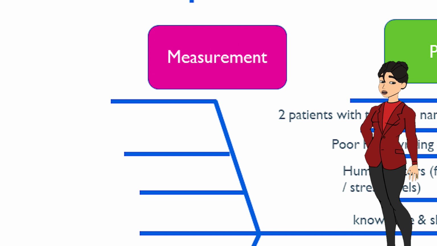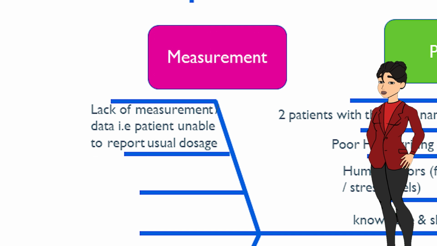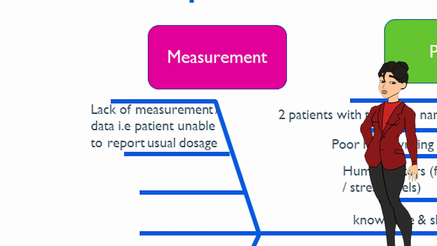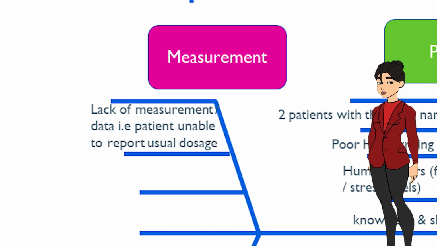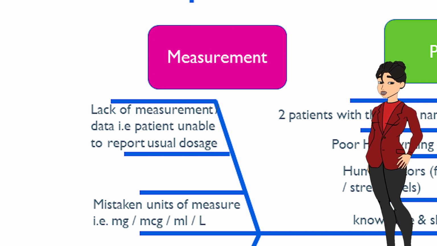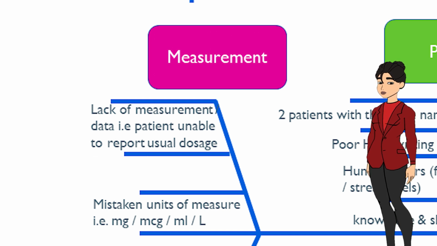Now think about how measurement may contribute to a medication error. It may be that there is a lack of measurement or information in relation to the patient's usual medications or dosages. For example, if the patient was confused on admission, they would be unable to provide accurate information. The wrong strength, dose or timing of medication may have taken place, and this may be linked to some of the other contributing factors such as legible handwriting or distractions.